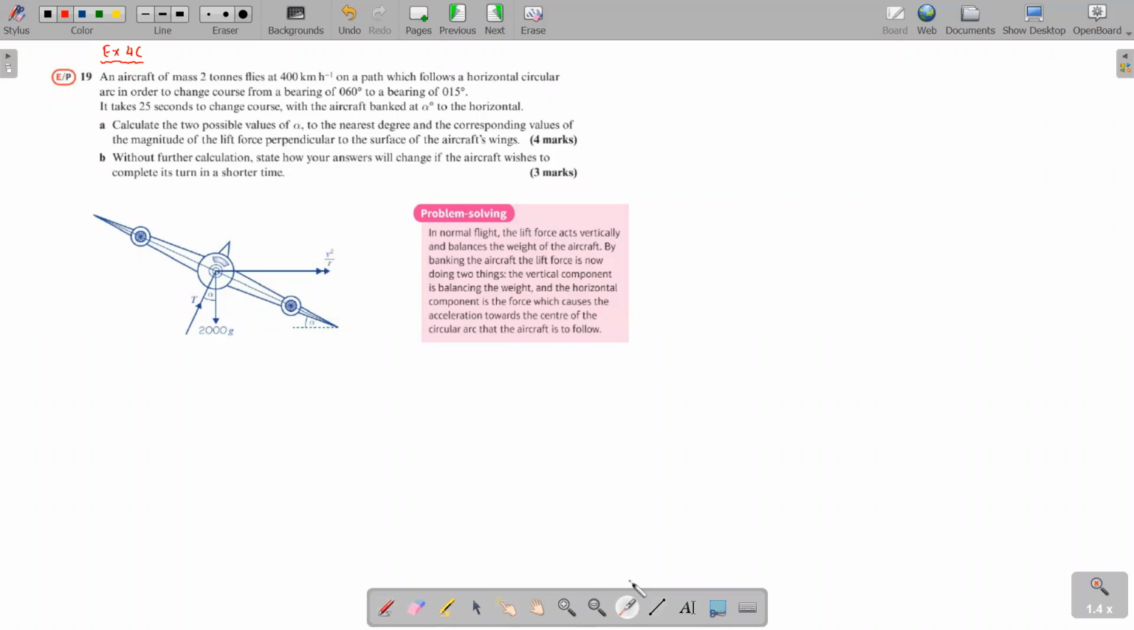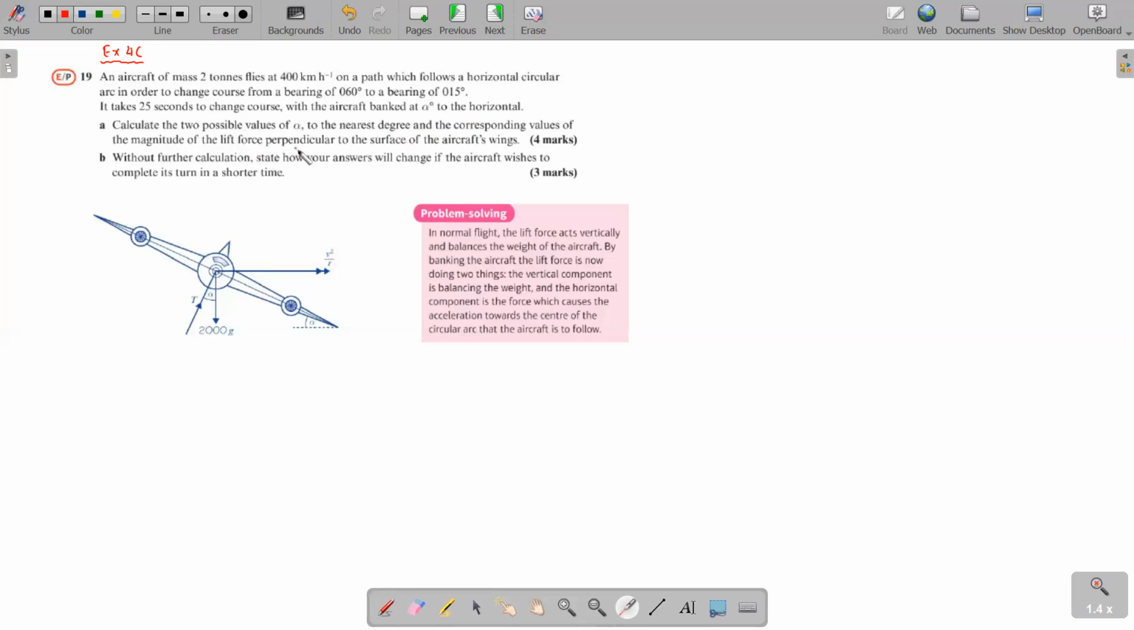All right, guys. So we'll also discuss question number 19 in exercise 4C. Okay, so they say an aircraft of mass 2 tons flies at 400 km per hour on a path which follows a horizontal circular arc in order to change course from a bearing of 60 degrees to a bearing of 15 degrees. It takes 25 seconds to change course with the aircraft banked at angle alpha to the horizon.